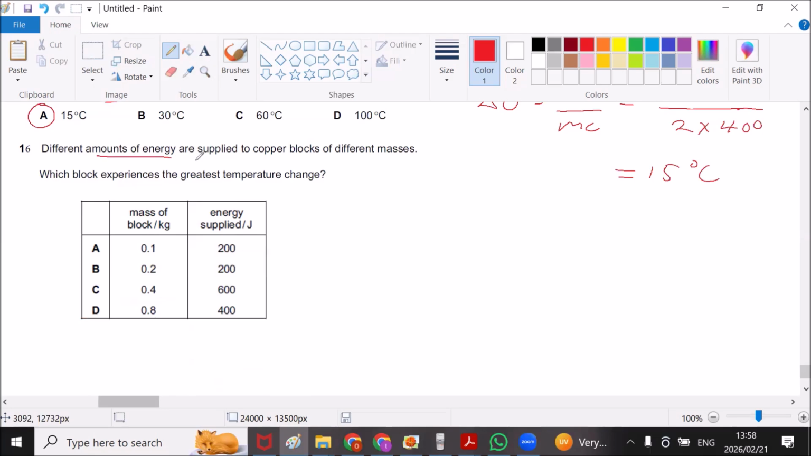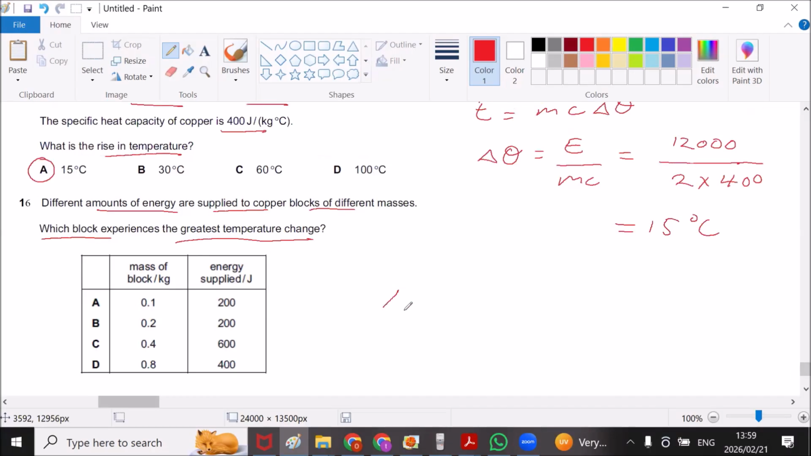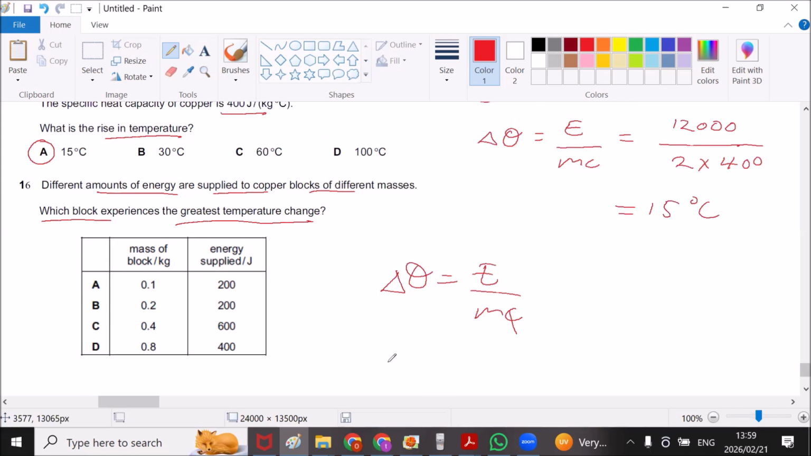Different amounts of energy are supplied to copper blocks of different masses. Which block experiences the greatest temperature change? From this equation, delta theta is equal to E over mc. Since c is a constant, because we are using the same substance, copper, delta theta is proportional to E over m. So we'll test E over m and see which one is the greatest.